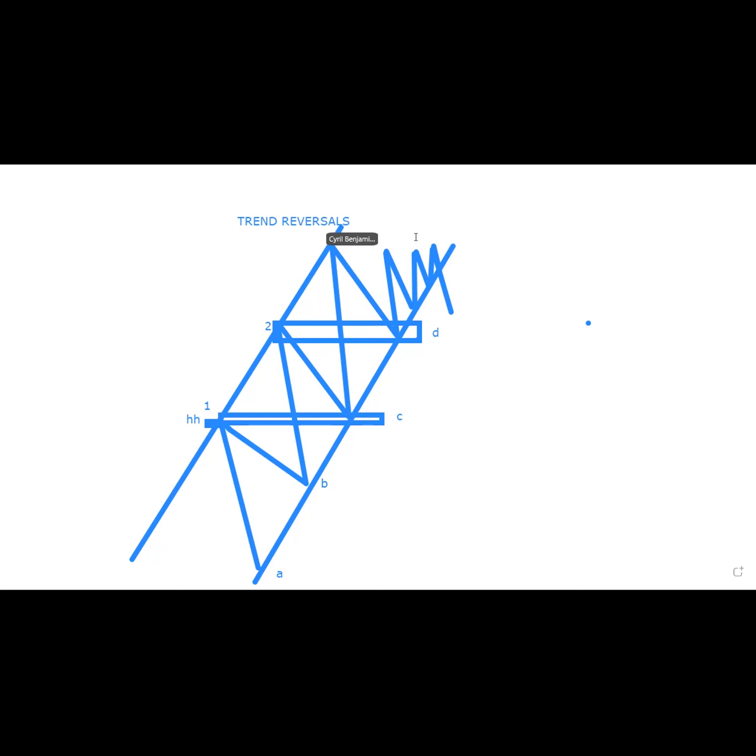Arinze, what did you write last? It has to close below the major support before we have a reversal. I will explain now. Okay.